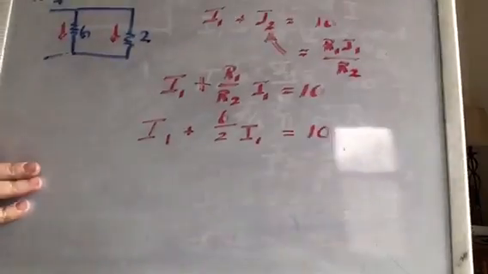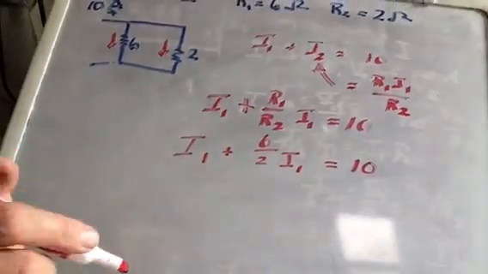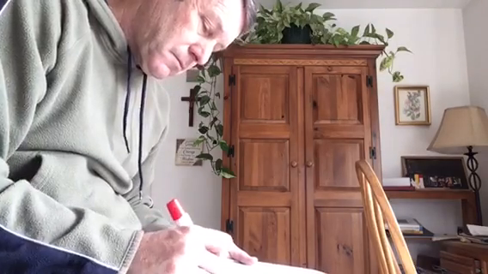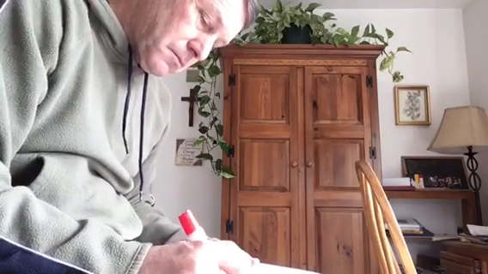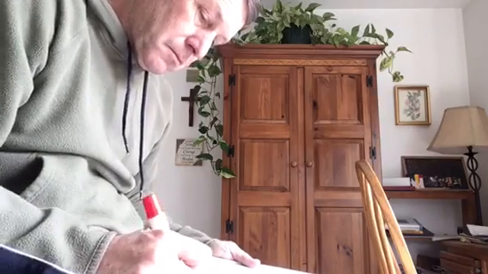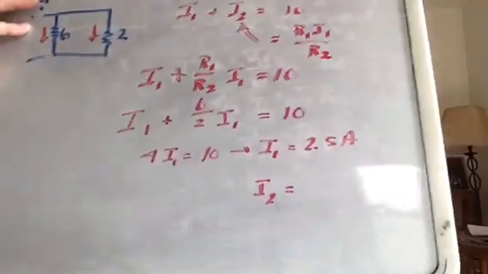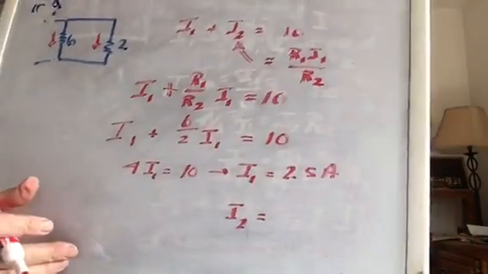Okay, so there's the next step. I1 plus R2 over R1 times I1 is equal to 10. And we ought to be able to take it from there. Okay, so I got I1 is 2.5 amps.